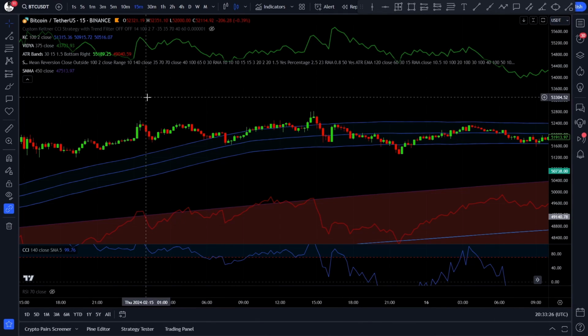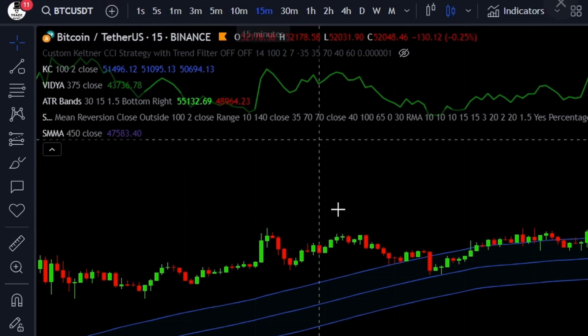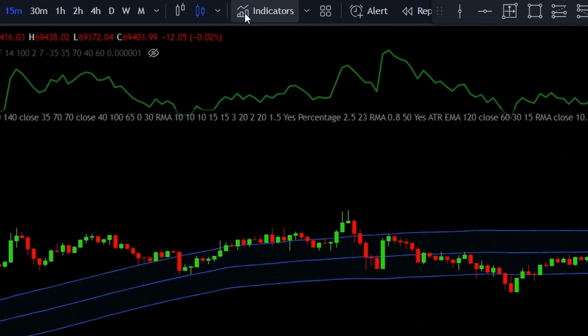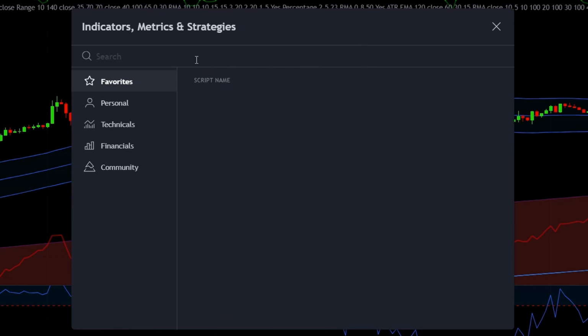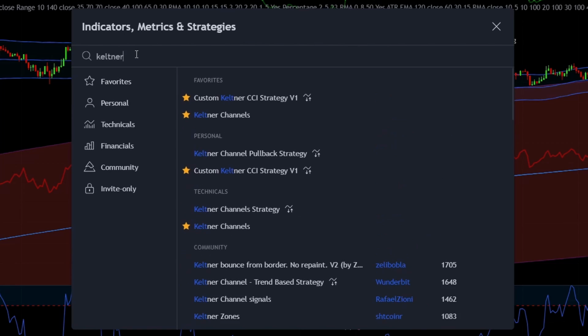First of all, open up TradingView and set up the BTC USDT 15-minute chart. Once you got that, head over to the Indicators tab and let's set our indicators. For this strategy, we will need 5 different indicators. The first one is the Keltner channel.